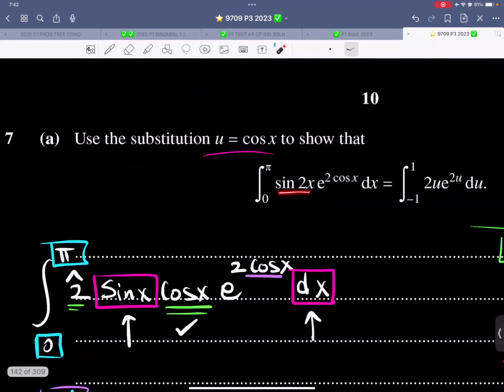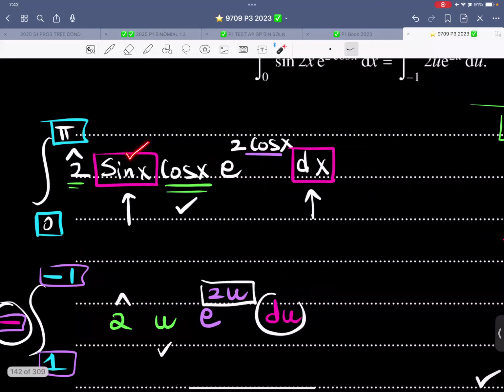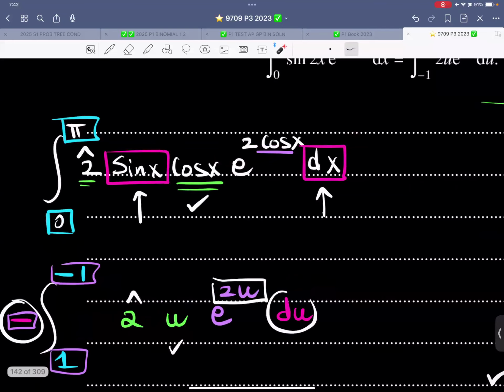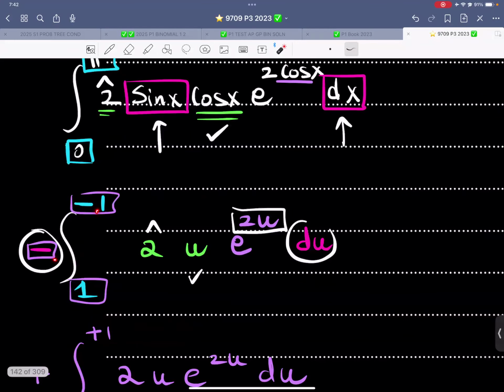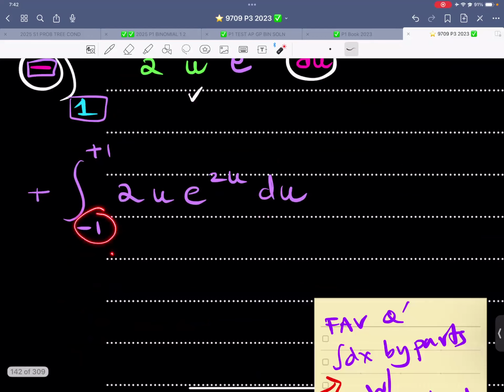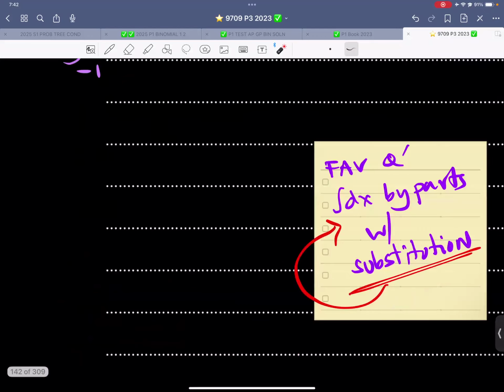Sine 2x is written as 2 sine x cos x. So first of all, you have to break it up. Nothing special. So this sine x dx, that is negative du. e raised to power of 2 cos x, e raised to power of 2u. Cos x is u. This negative changes the position of these two. So now a lower value is downstairs, bigger value is upstairs. So that was 4 marks for this.